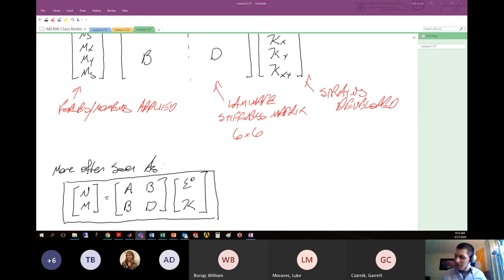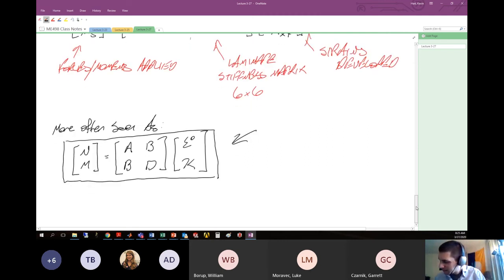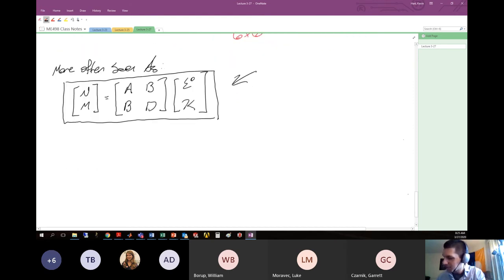Okay, so we more often see it in this particular notation, where we have the forces and moments on this side, the strains and curvatures that are formed on this side, and then here is our laminate stiffness matrix, ABBD. All right, so we just went through a lot of math there. Let's actually bring it back down to reality.